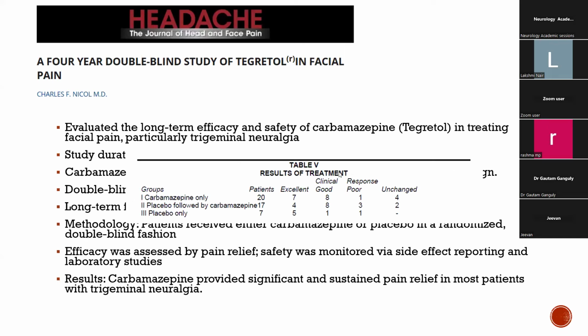This is the table showing the results. In the carbamazepine-only group, which included 20 patients, an excellent outcome was seen in 7, a good outcome in 8, a poor outcome in 1, and 4 had unchanged clinical symptoms.